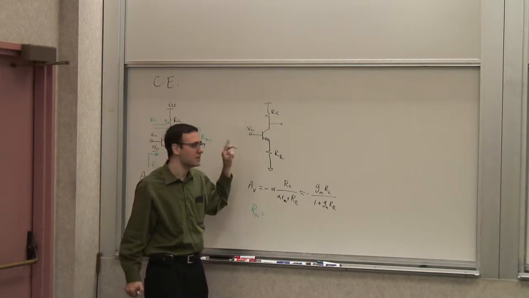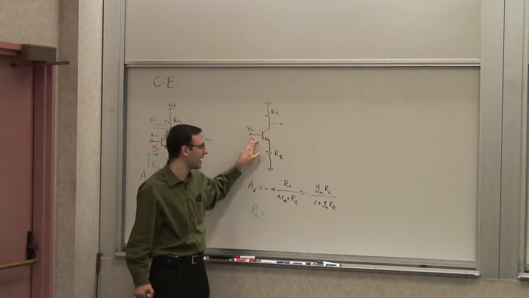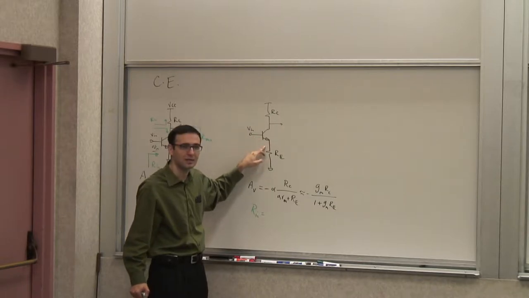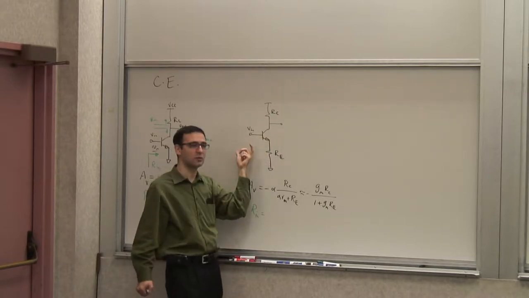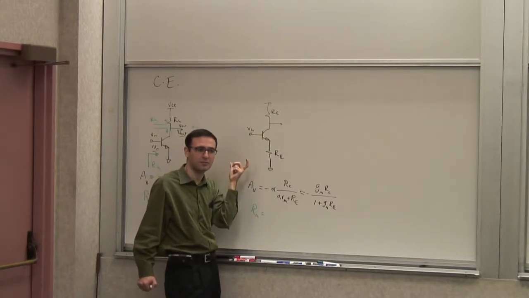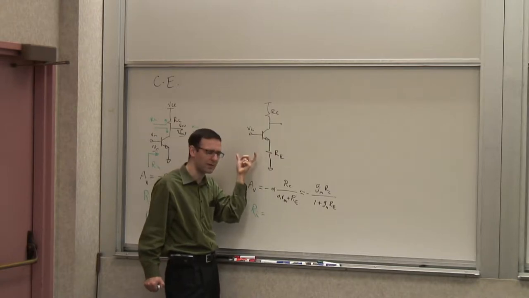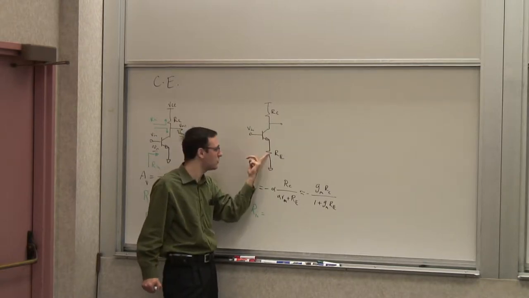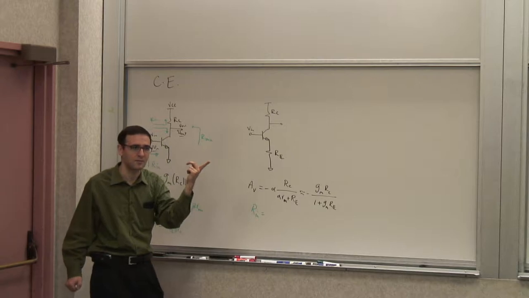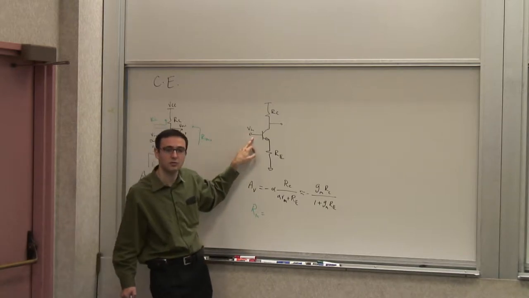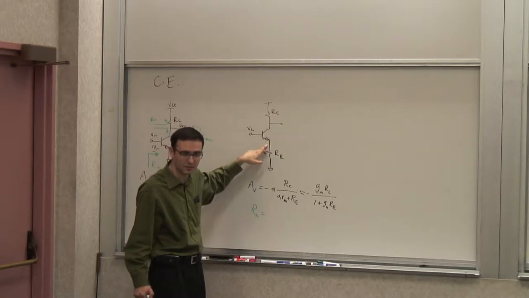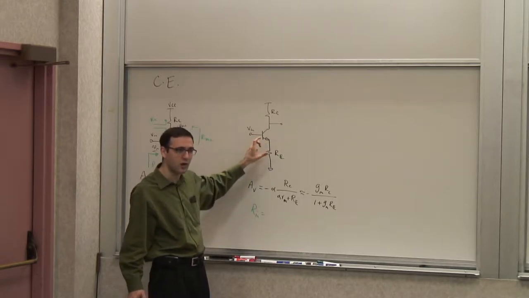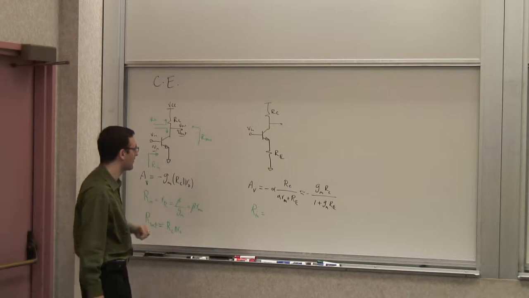Now, we remember the reflection rule, right? We said, because of this beta multiplication of the current, more accurately beta plus 1, between the base and the emitter, any resistor can be taken, from a small signal perspective, out of the emitter and moved to the base, multiplying it by 1 plus beta, or moved from the base to the emitter, dividing it by 1 plus beta. Because the base current, for as long as you remain in the forward active region, is 1 plus beta times smaller than the emitter current. And to maintain the same voltage drop, you have to basically multiply or divide by 1 plus beta.